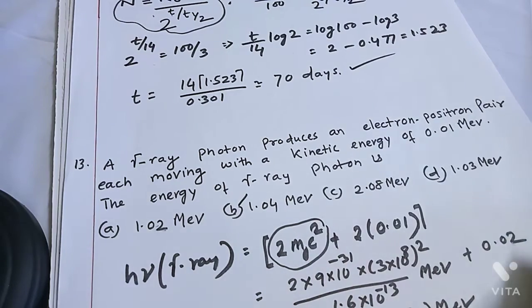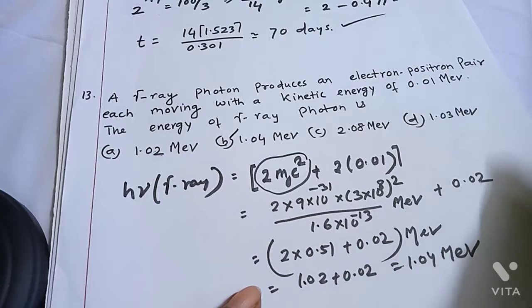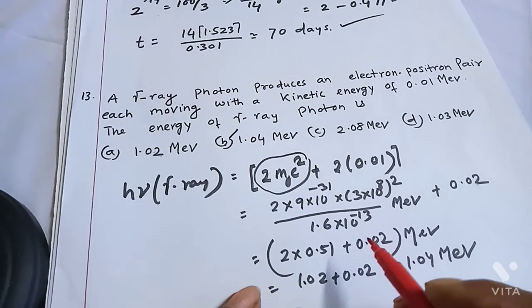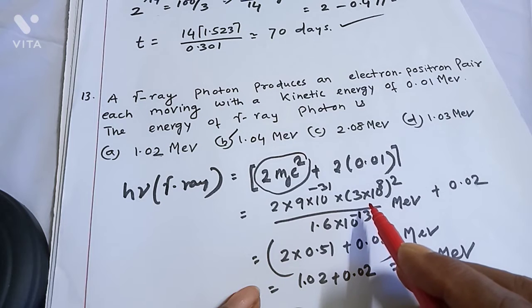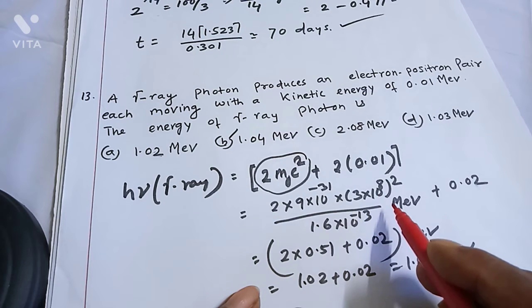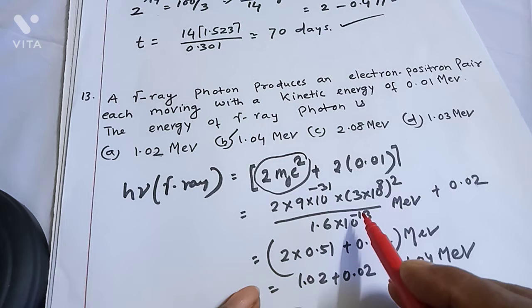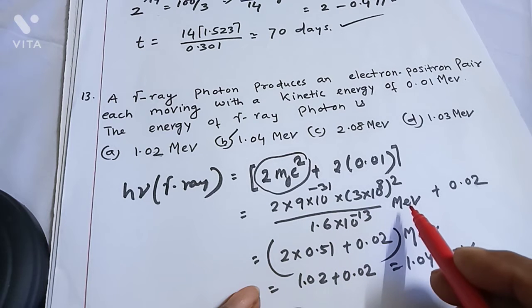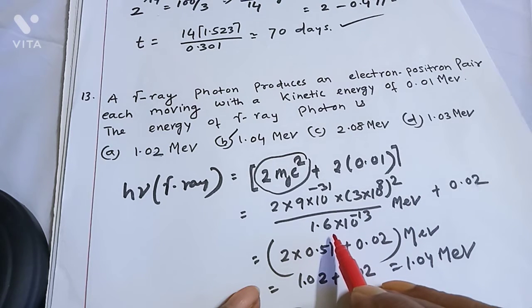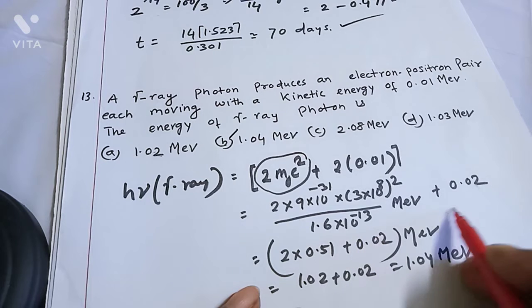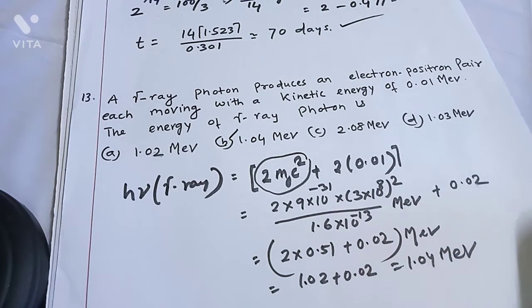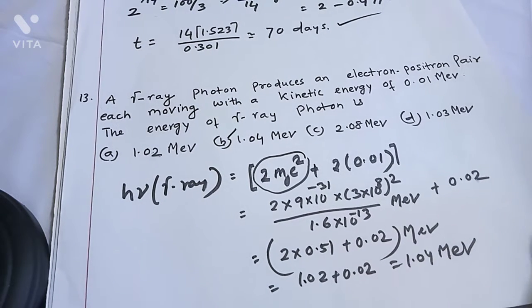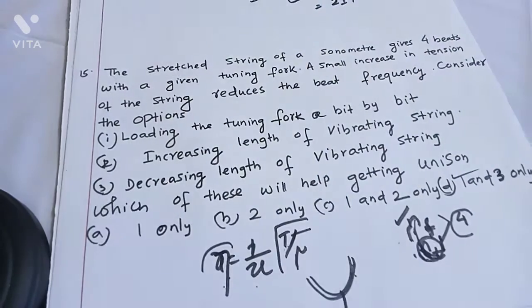So substituting the values for the rest mass of electron and positron, which is 9.1 into 10 to the power minus 31 kg, speed of light 3 into 10 to the power 8 meter per second, and converting this into million electron volt by dividing by 1.6 into 10 to the power minus 13, and taking into account the kinetic energy of the two particles, we have energy equal to 1.04 million electron volt.